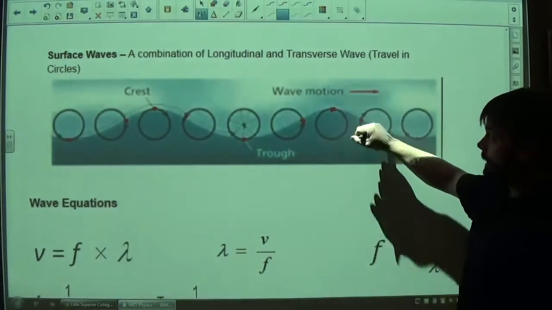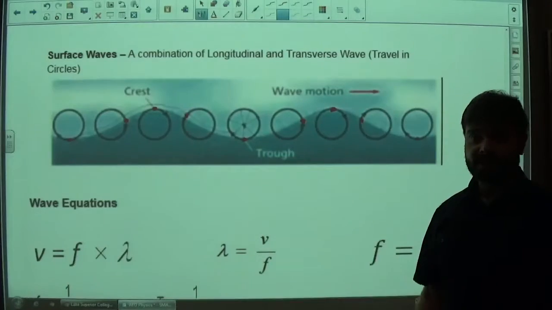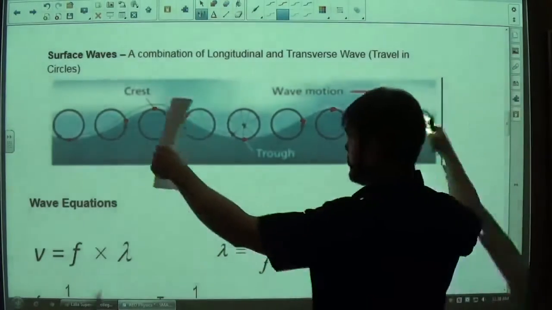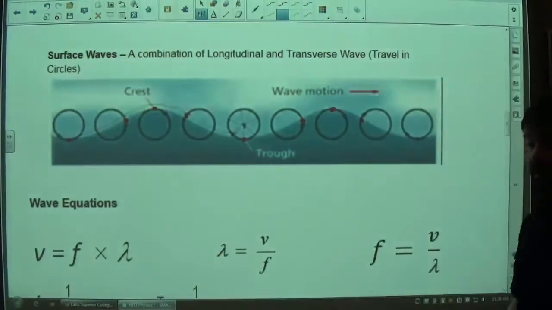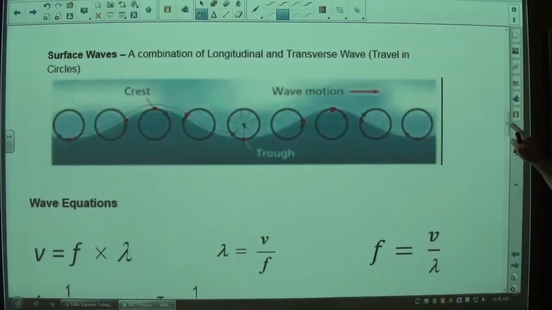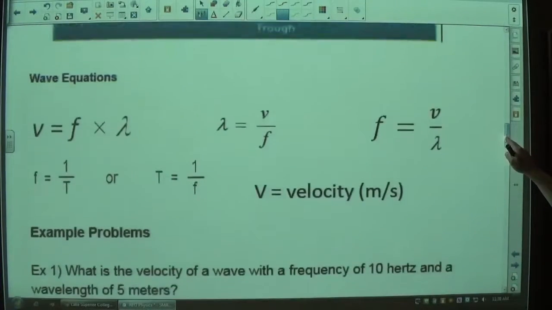We can still measure amplitude. We can measure the period it takes to get around. We can measure wavelength, how far across they are. So there are a lot of similar applications even between the three various types of waves.